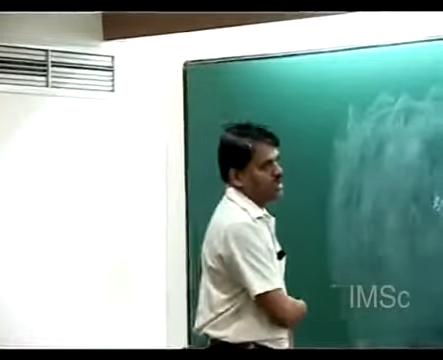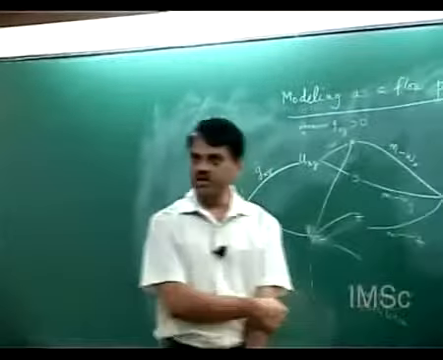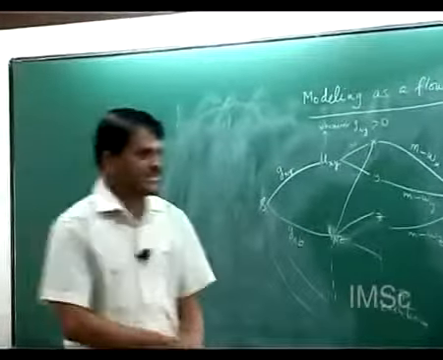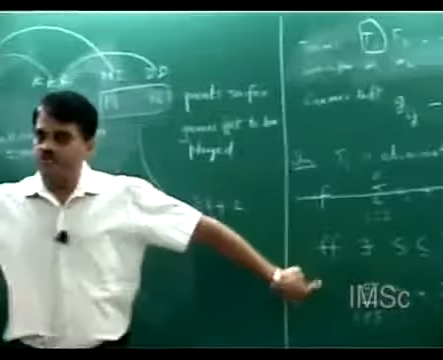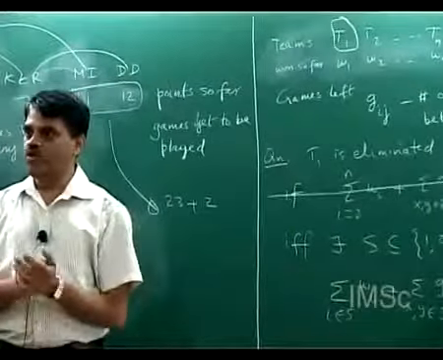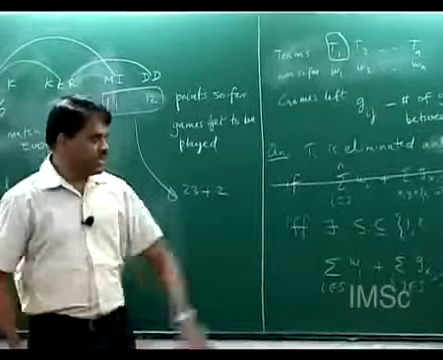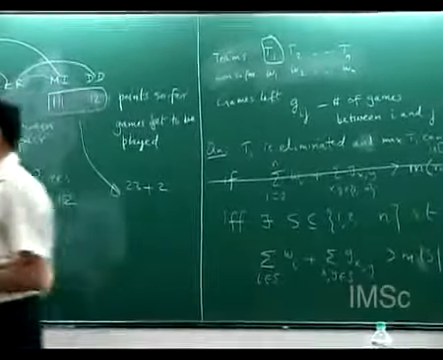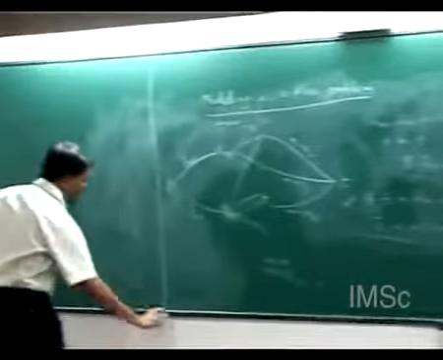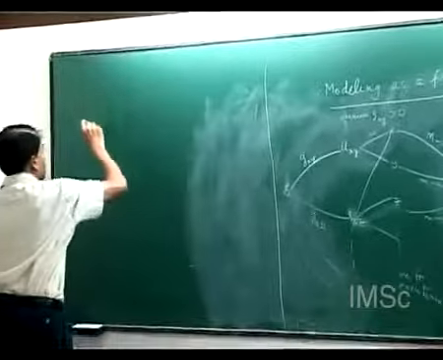If not, what do I want to show now? To show this statement, that if you don't achieve the maximum flow, then I want to argue that there is some subset that satisfies this constraint. And for that I am going to appeal to the max-flow min-cut theorem. What is the max-flow min-cut theorem?